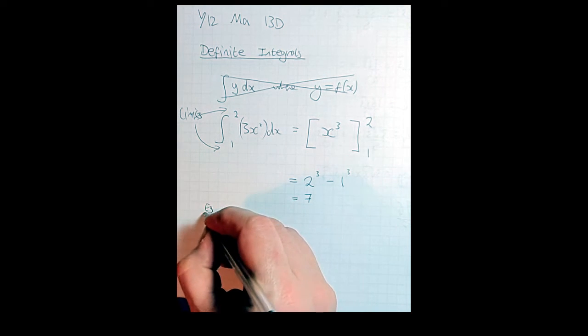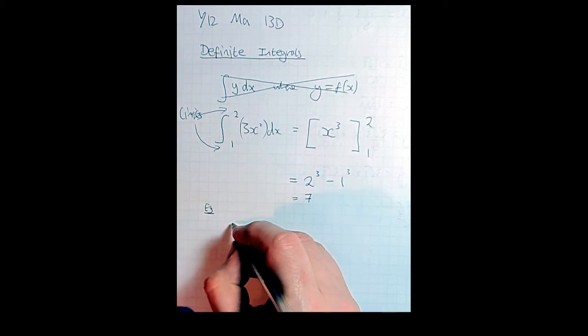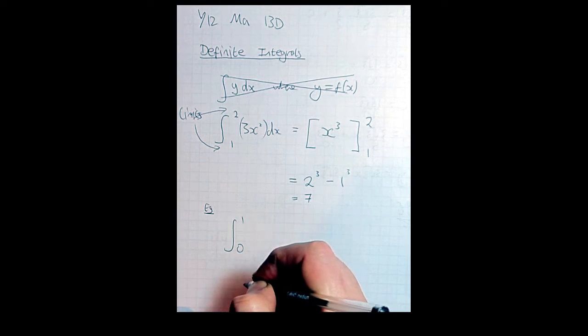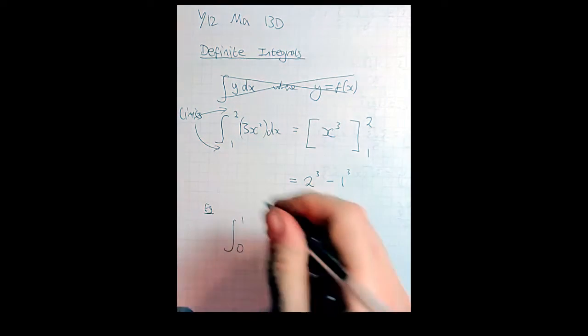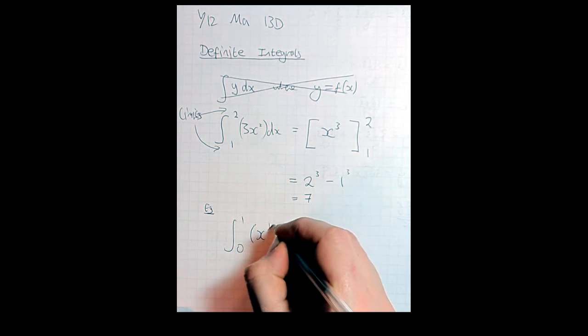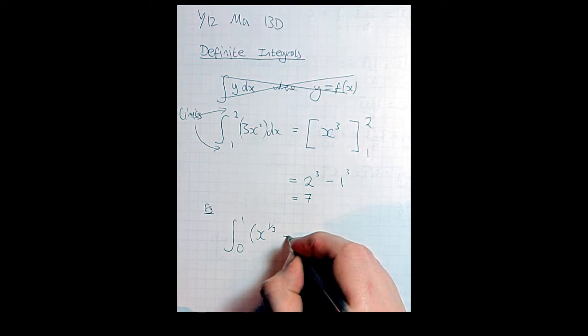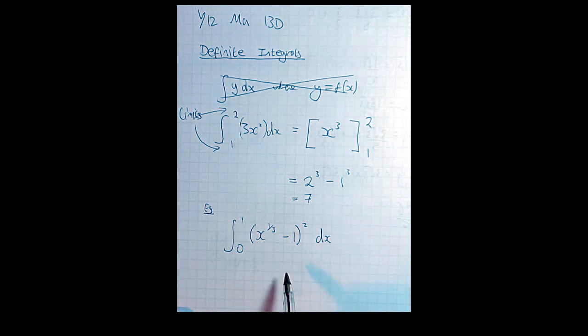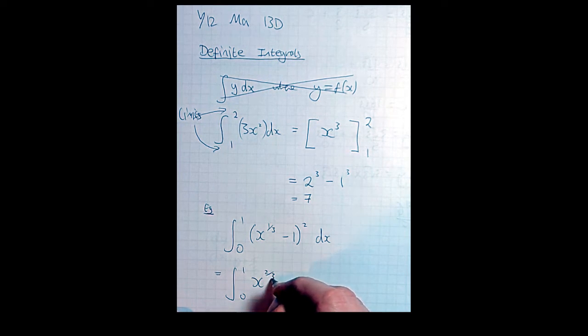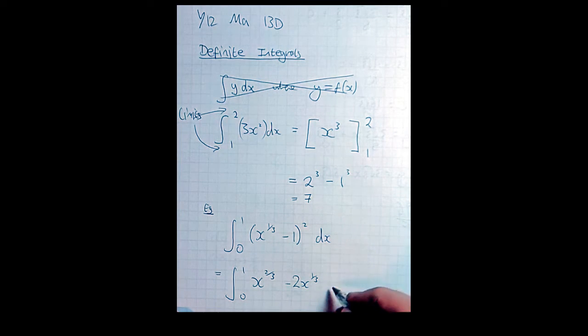So let's look at example 7. Integrate between 0 and 1. The function is x to the third minus 1 squared. Well, at the moment we know nothing other than expanding that bracket, so I shall do that. 0 and 1, x to the 2/3 minus 2x to the third plus 1.